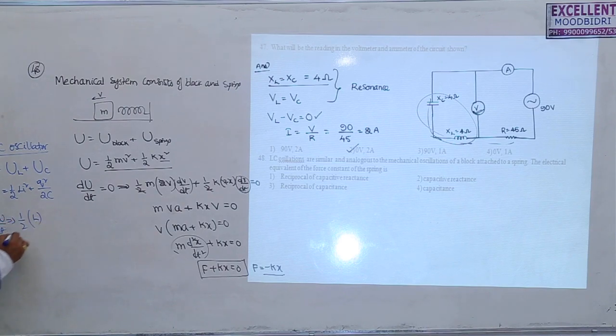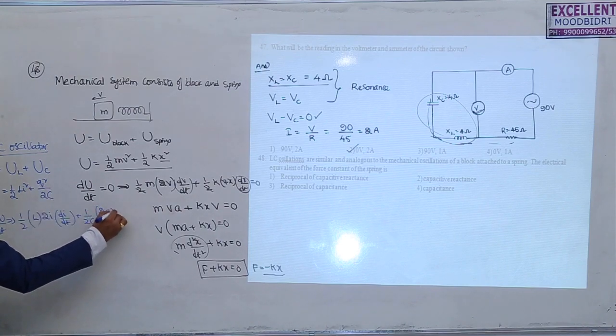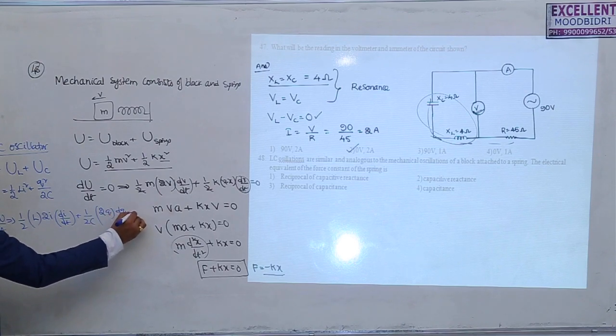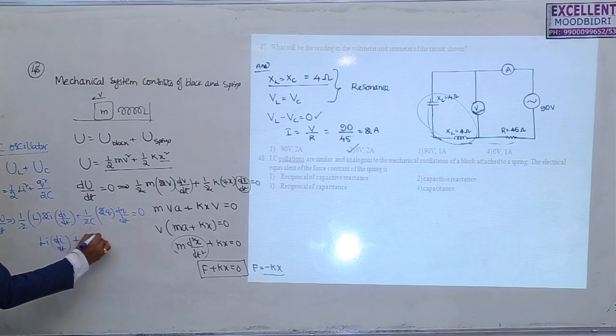If you write half into L is a constant, I square will come as 2I, this will become di by dt, plus 1 by 2c is constant, q square derivative is 2q dq by dt. This must be equal to 0, because total energy is always conserved. Now 2 gets cancelled, this is L i di by dt plus q by c dq by dt is equal to 0.